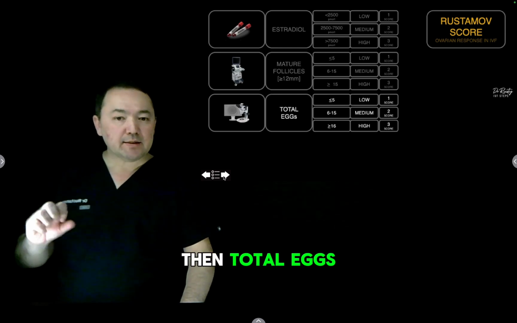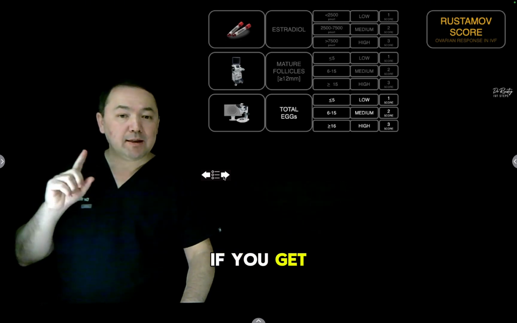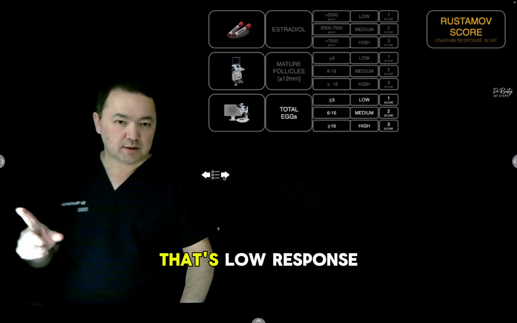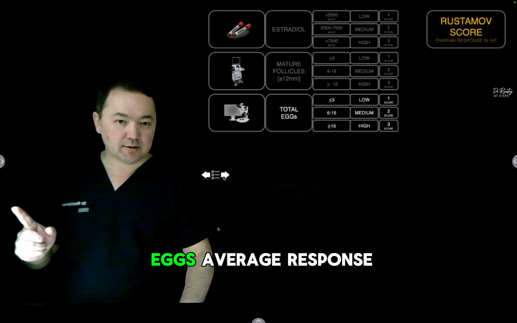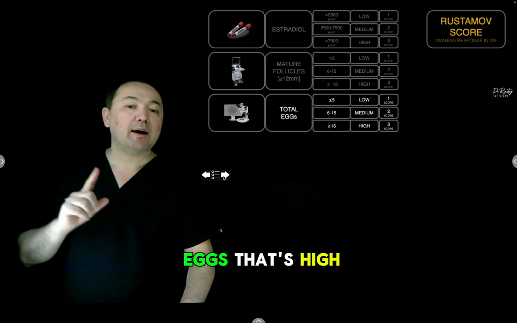Then total eggs collected after the egg collection procedure. If you get less than 5 eggs in total, that's a low response. 6 to 15 eggs, average response. More than 16 eggs, 16 or more eggs, that's a high response.